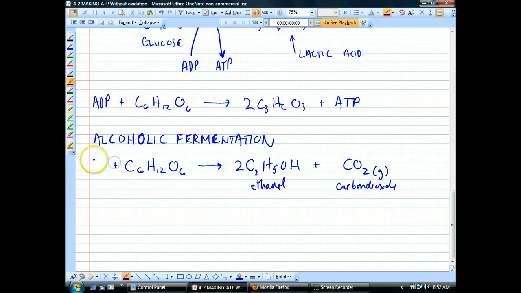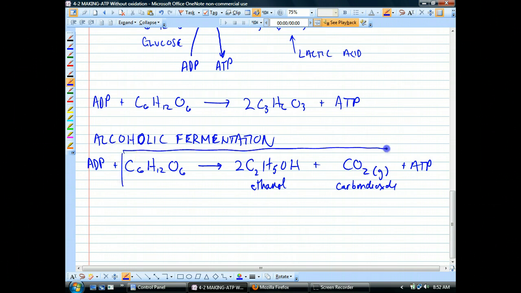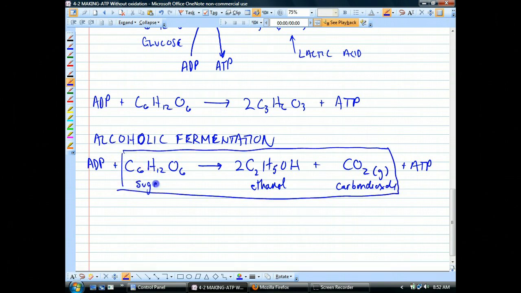And of course, this is also going to produce ATP. So we have ADP, and it's going to make ATP. And then the ATP, remember, is like an energy source. So that can be used in different places in the cell to produce energy. But this is the heart of this reaction. So basically, you got sugar, you got yeast. The yeast are going to make ethanol and carbon dioxide. Carbon dioxide, sorry, it's kind of sloppy. Yeah, carbon dioxide.